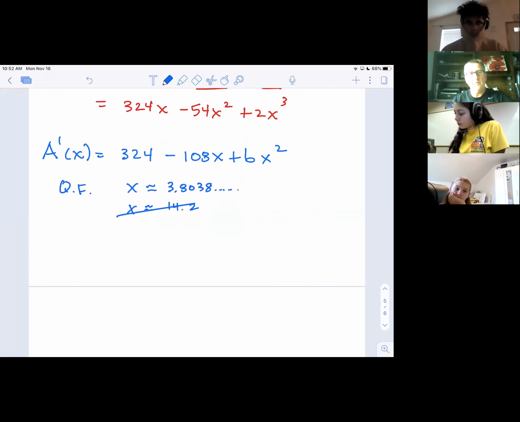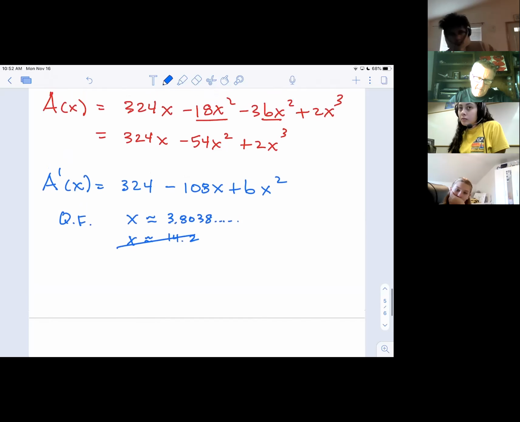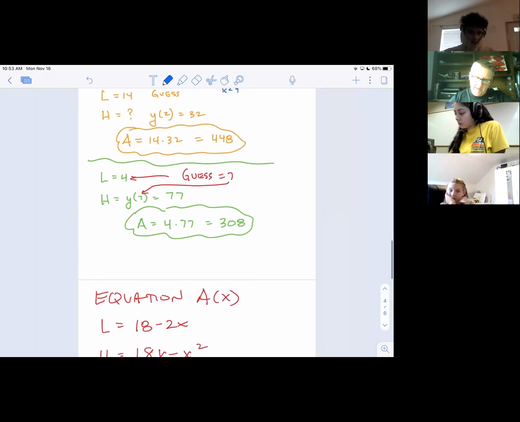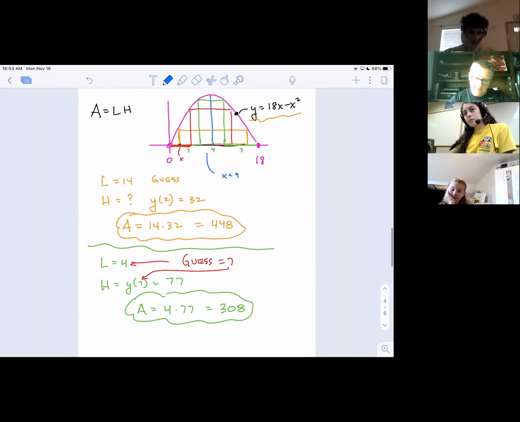So there, I found the max. The max happens at 3.8. Now, when I go back and look at my guesses, maybe that helps me. Maybe that tells me something.